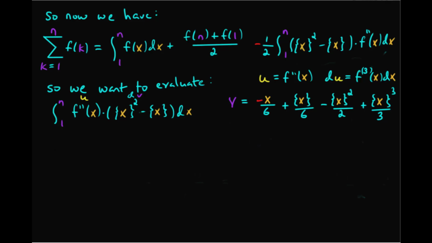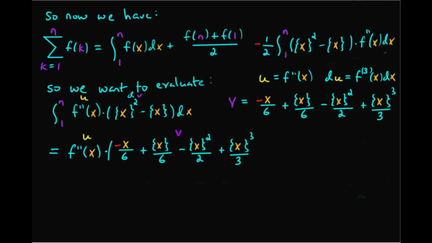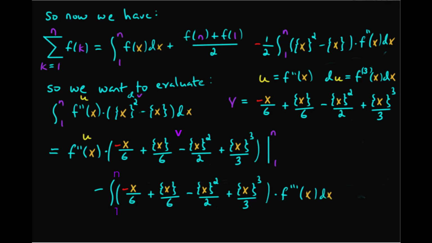And now when we try to actually do this integration, things are not going to work out so beautifully. But don't worry, this is salvageable. I just want to show you what the computation would look like if we were not to make the necessary correction we're about to make. We would have uv, so we'd have f double prime of x times that expression v, I'm not going to repeat it there, evaluated from n to 1, minus the integral of v du, which is the integral of our expression v again, multiplying f triple prime of x dx.